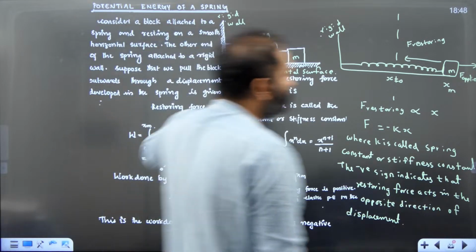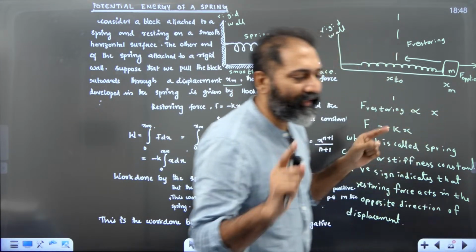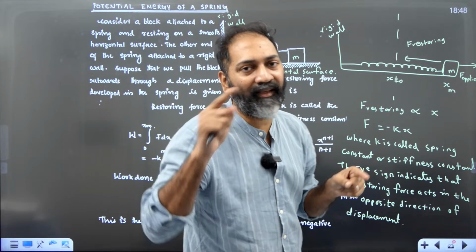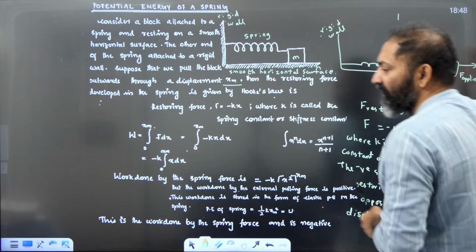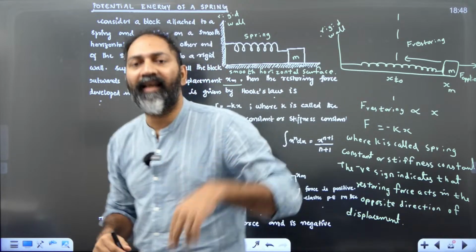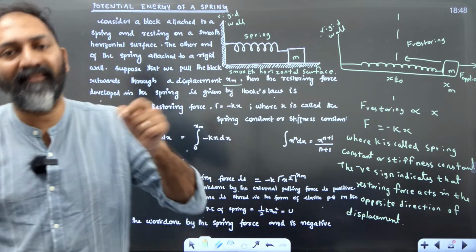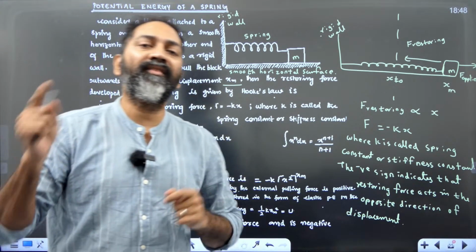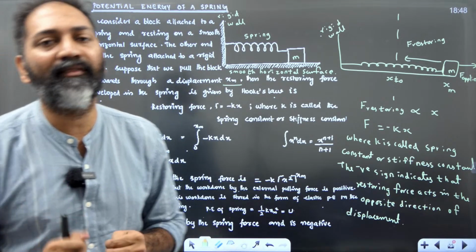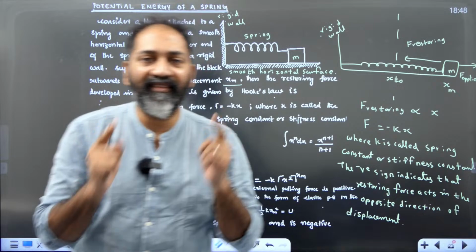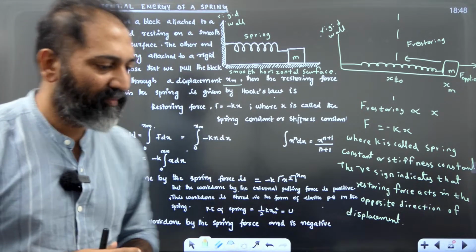See, listen, you should not get confused between applied force and restoring force. Applied force is in the right direction. Restoring force is towards the left direction. Restoring force is the spring force. Restoring force is directly proportional to displacement. Restoring force equal to minus kx, where k is the spring constant or stiffness constant. Manasilayo?